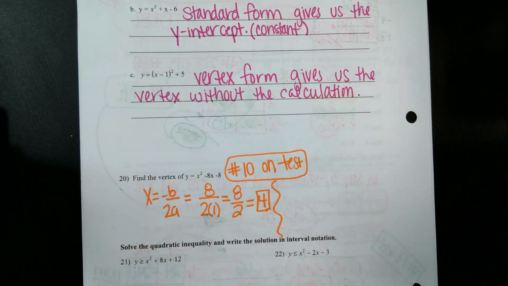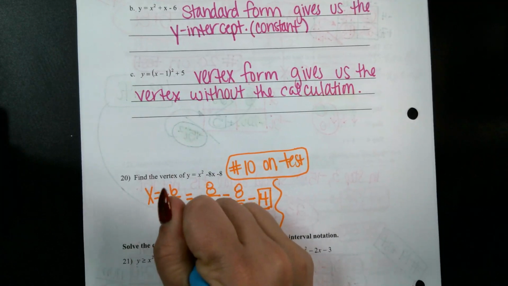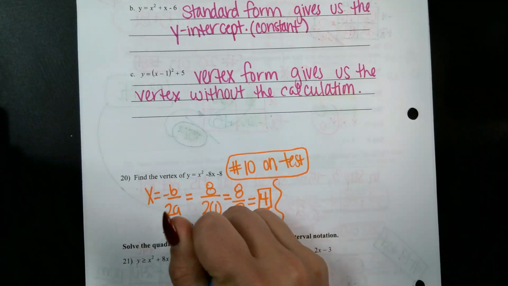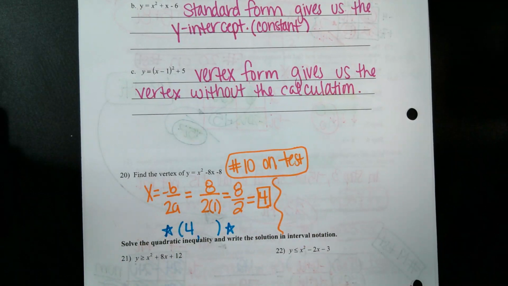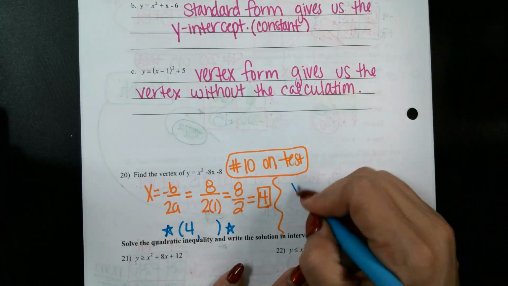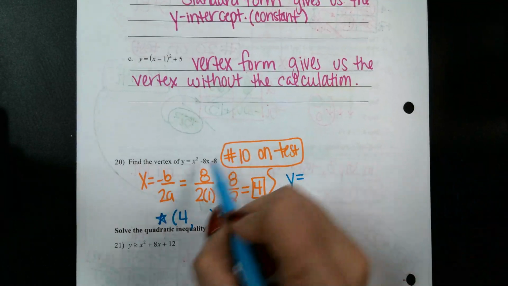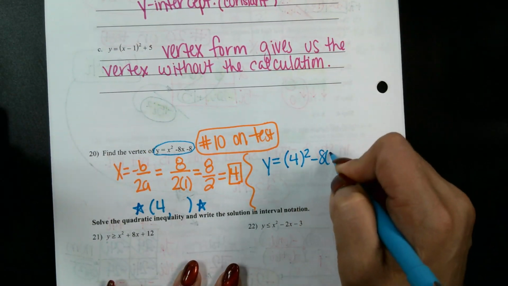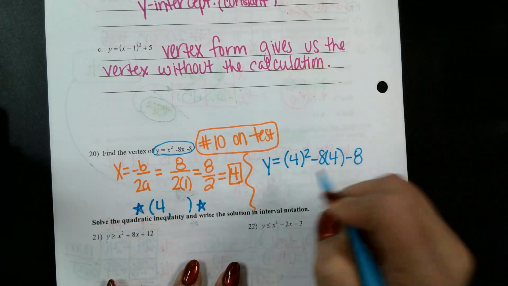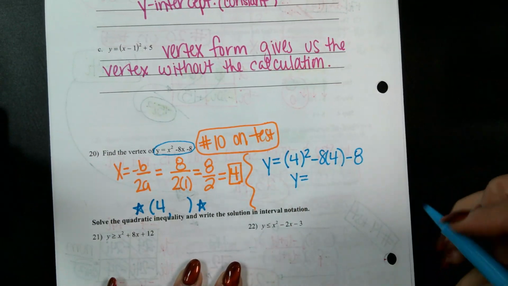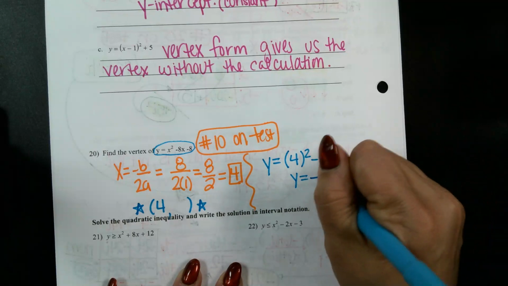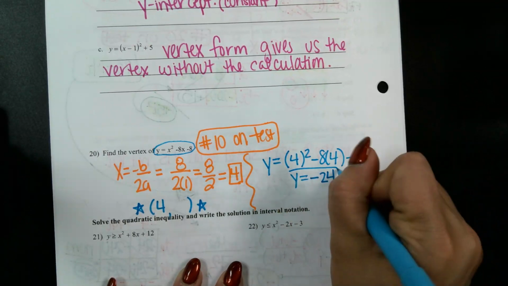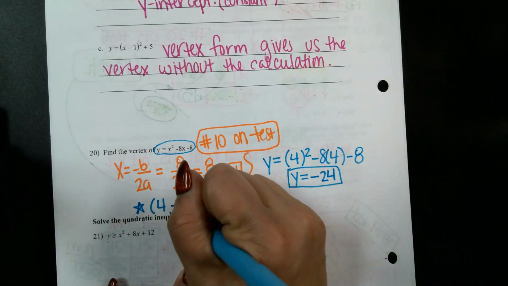So this is what we know. We know that the x-coordinate of our vertex is 4. And then to find the y-coordinate, it's a plug and chug. We go back to this, and wherever you see the letter x, we are going to plug in a positive 4. And that's just done on your calculator. And you should get negative 24.